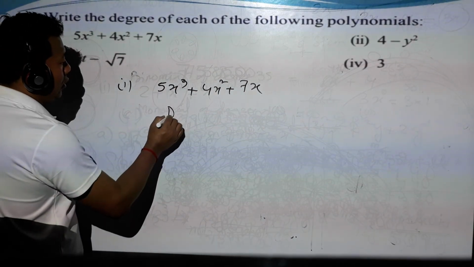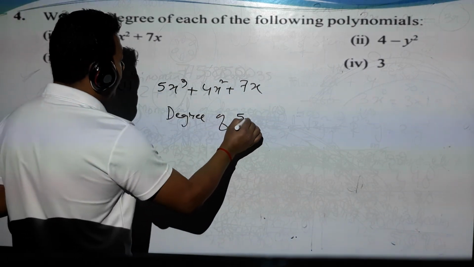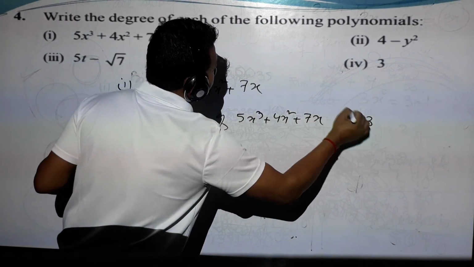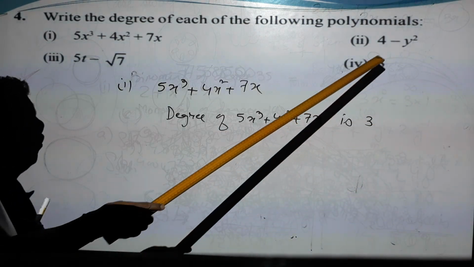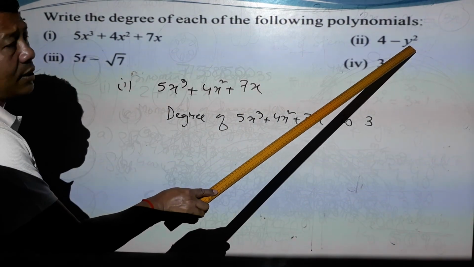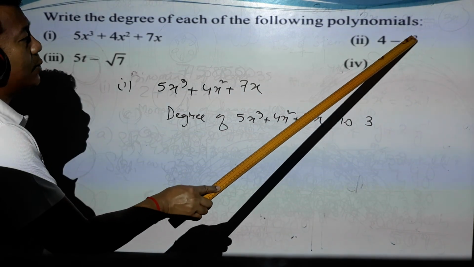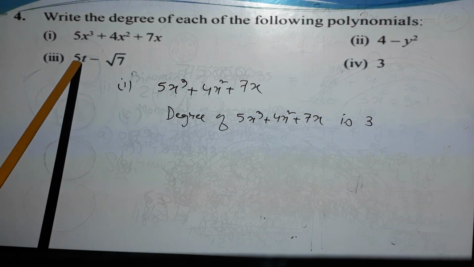So the degree of 5x cubed plus 4x squared plus 7x is 3. Let's see this one: 4 minus y squared. What is the variable in this case? y is the variable, and the power of the variable is 2, so the highest power is 2. So the degree of this polynomial is 2. Here, 5t, the variable is t. The power of t is 1, so the degree of this polynomial is 1.